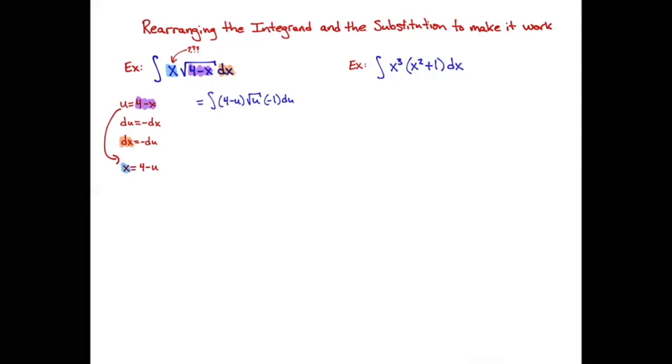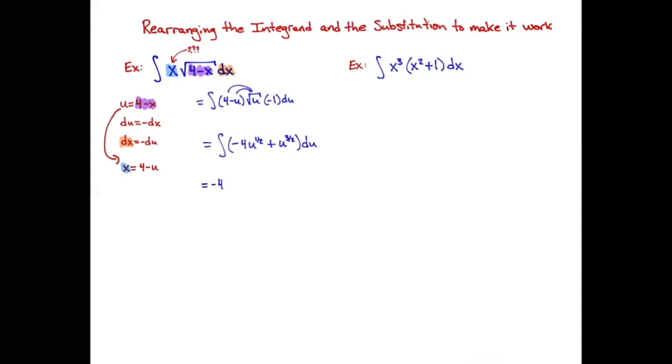But I do look at this and say, oh, I think I can simplify this. I can distribute this across, and I could say, okay, minus 1 times square root u times 4 is minus 4u to the 1/2. Minus 1 times minus u times square root u is plus u to the 3/2. Now I can just use the power rule.